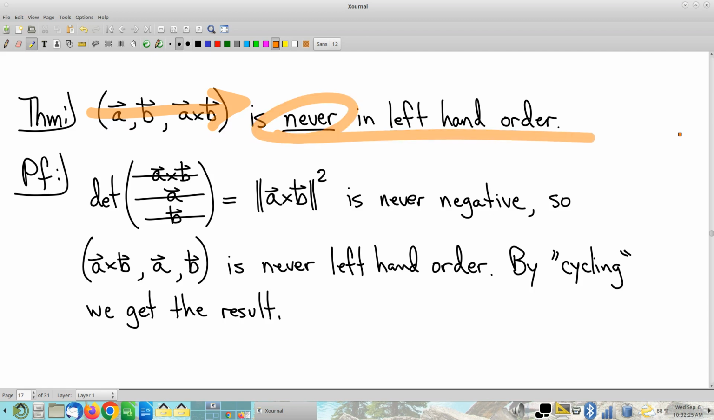Now, most of the time, people are just ever so slightly sloppy about this and say that this list is always in right-hand order. And of course, it's possible one of the vectors could be 0, or two of the vectors could be parallel, or something like that. So we can't technically say it's always in right-hand order, but it is never in left-hand order. And again, cool proof. Give it a look. I encourage it, you don't have to, but I think it's a nice argument.